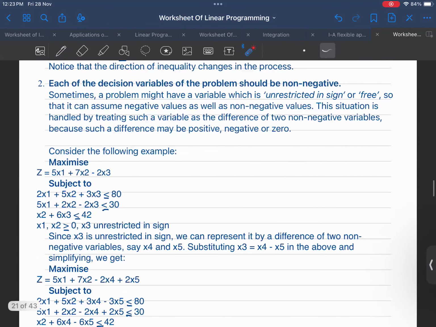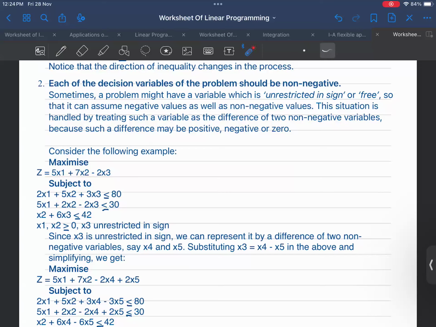Suppose I take this example: maximize 5x1 plus 7x2 minus 3x3, subject to constraints 2x1 plus 5x2 plus 3x3 less than or equal to 80, like this. These are the three conditions, and x1 and x2 are greater than or equal to 0, that's fine. But for x3, they are saying it is unrestricted in sign. It means we don't know whether it can be positive or negative.